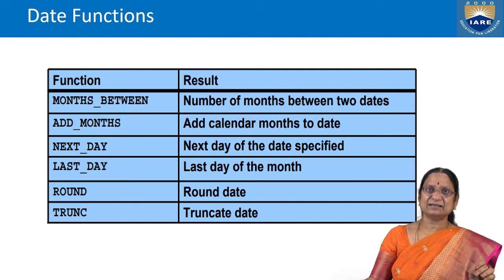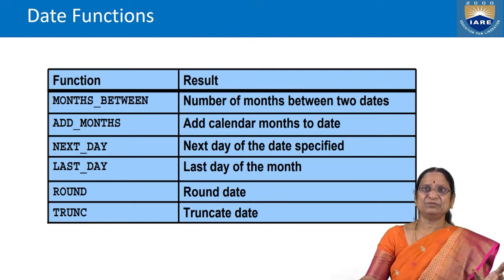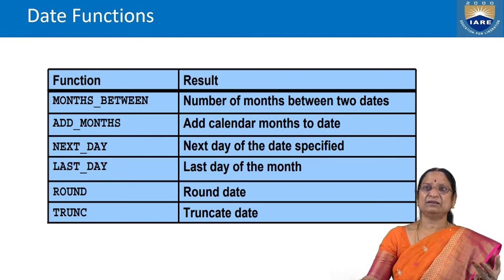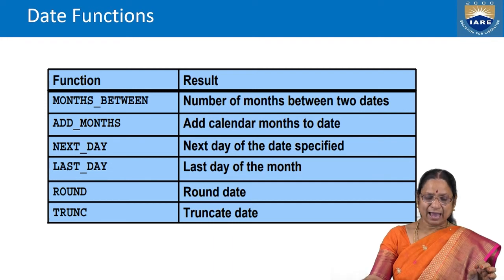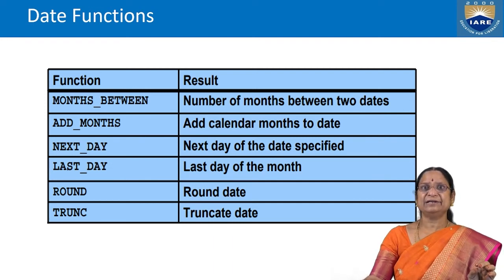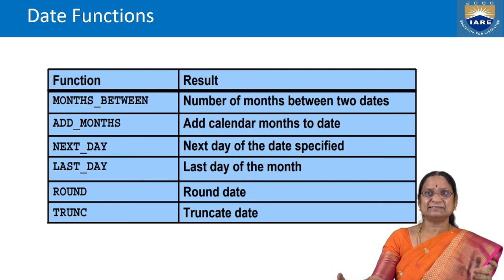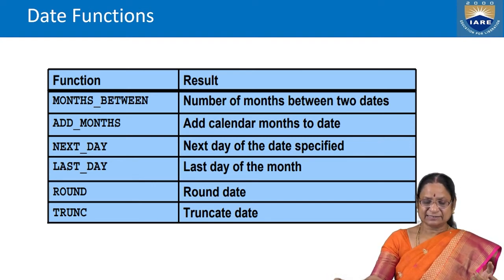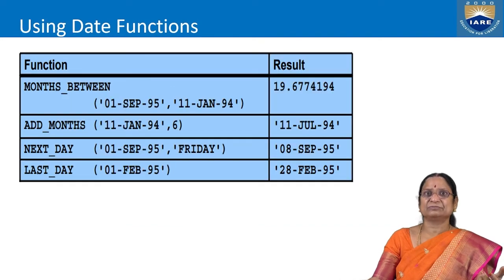So various date functions are there. MONTHS_BETWEEN gives the number of months between 2 dates. If you didn't use it and only took the difference, as we have seen in the previous slide, it gives the number of days between the 2 dates. ADD_MONTHS means calendar months are added to the date. NEXT_DAY means the next day of the date specified, for example the next day of D1. Similarly, the last day of the month can also be considered. DAY means we get the weekday value. Round of the date and truncate of the date are also possible.